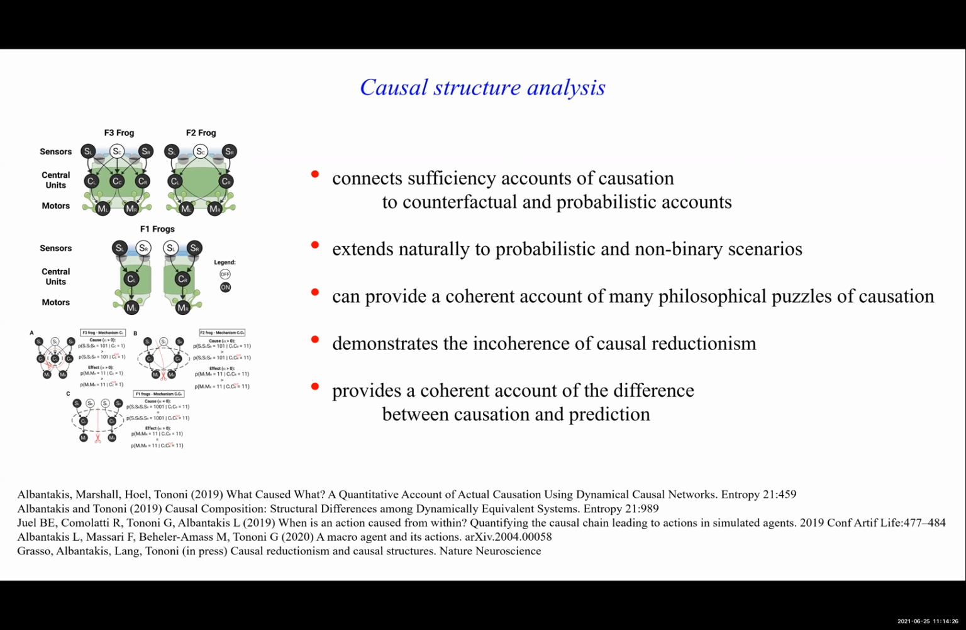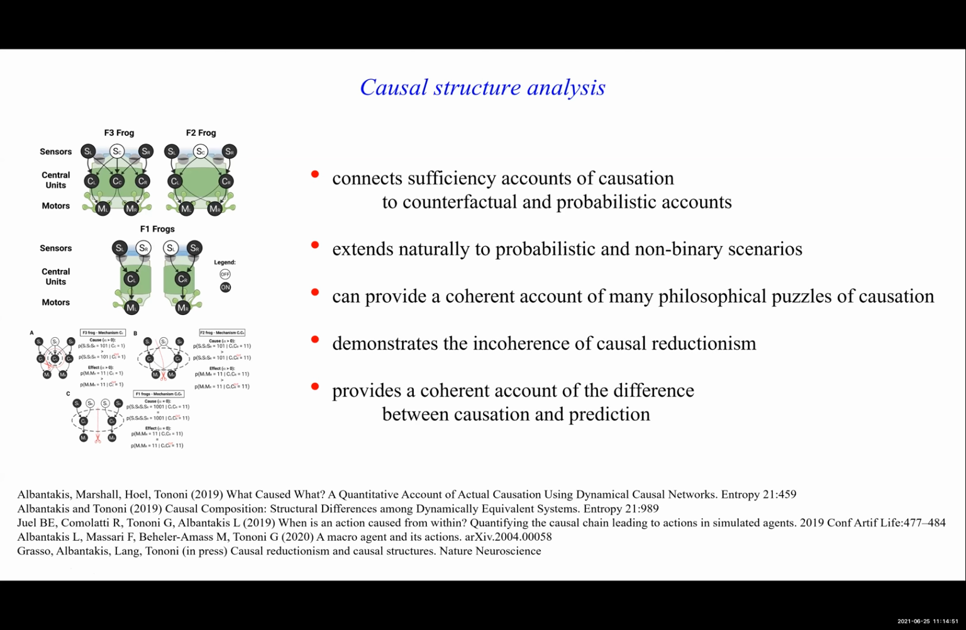To me, very importantly, it demonstrates the incoherence of causal reductionism, or the idea that permeates much of our thinking in general, that what really causes events is what happens at the micro level. No, actually the exclusion goes the other way. There is higher-order causation, there is macro causation. And finally, it provides a coherent account of the difference between causation and prediction.